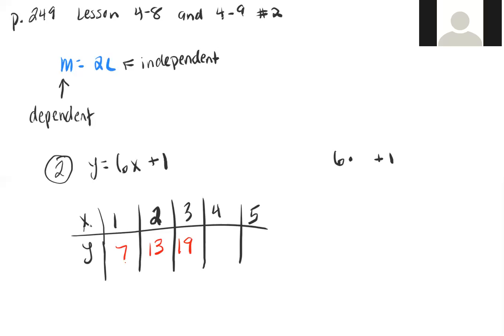Let's make it 4 now. 6 times 4 plus 1, 6 times 4, 24, plus 1 is 25. And lastly, 6 times 5 plus 1, 6 times 5 is 30, plus 1 gets me 31. All right, there we go.